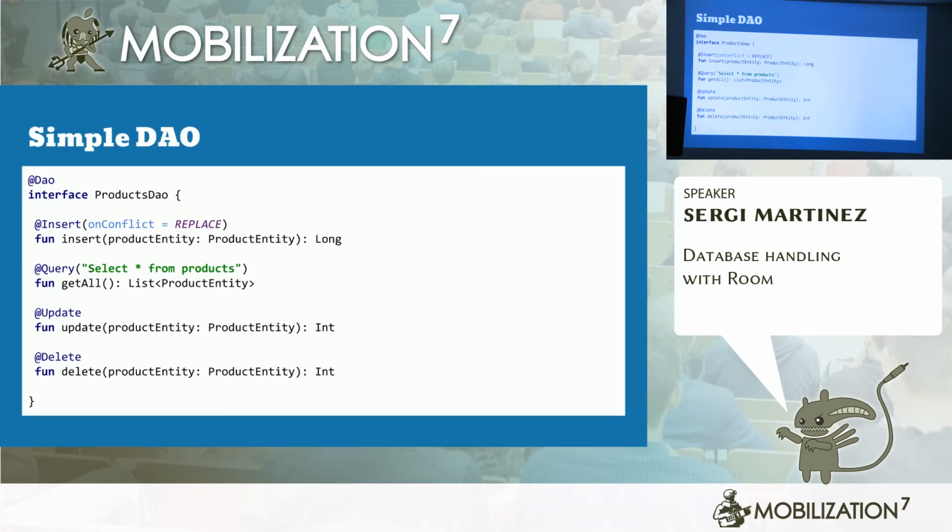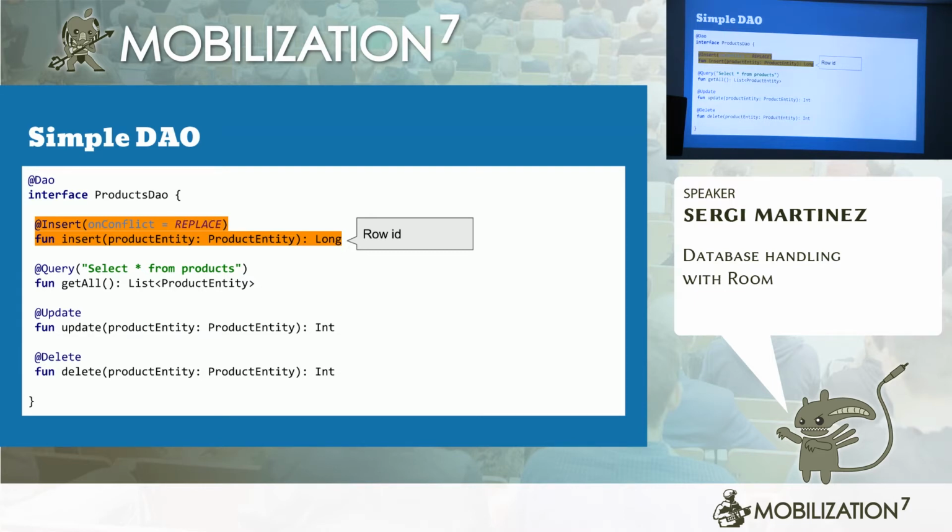We have a products data access object. It should be an interface with the DAO annotation, end of it. And we have, for example, an insert operation. In this case, we annotate with insert. We can specify the action to perform in case of conflict. I think the default is cancel, but we can say, if there is a conflict, replace, or delete, whatever.